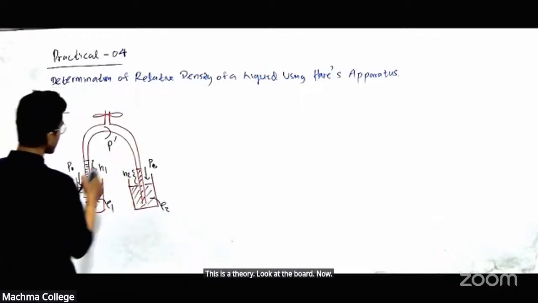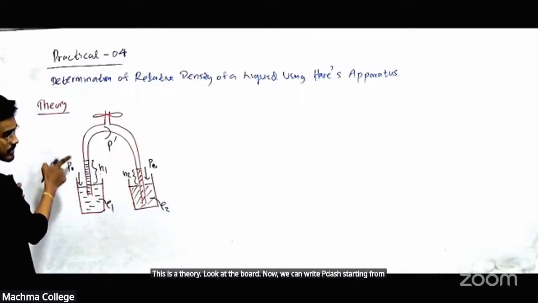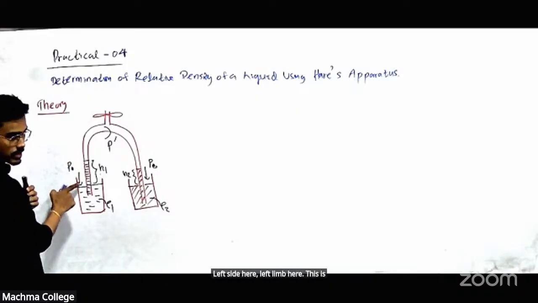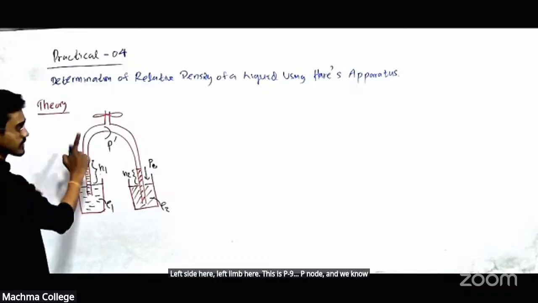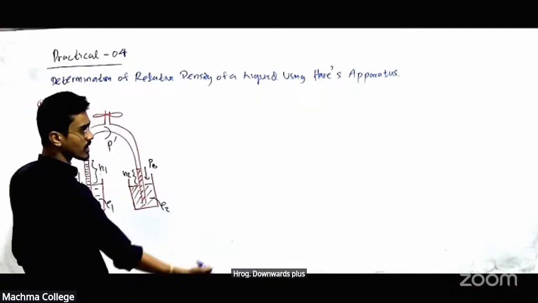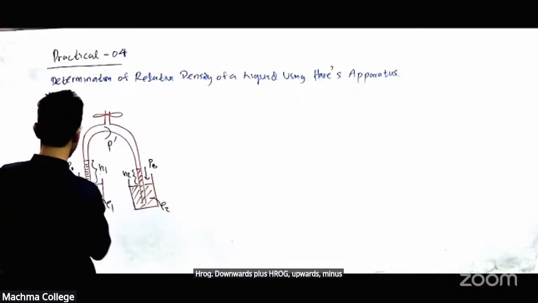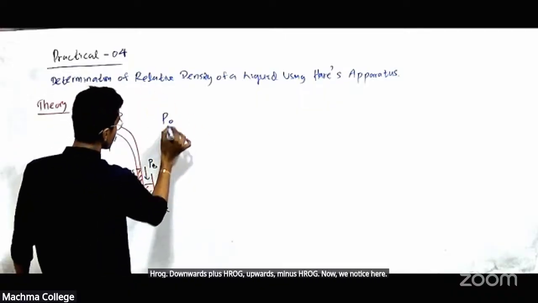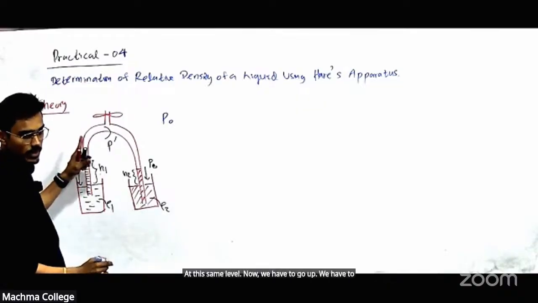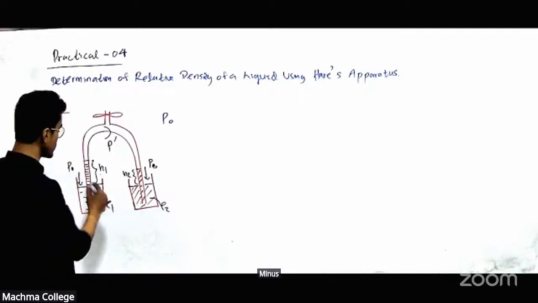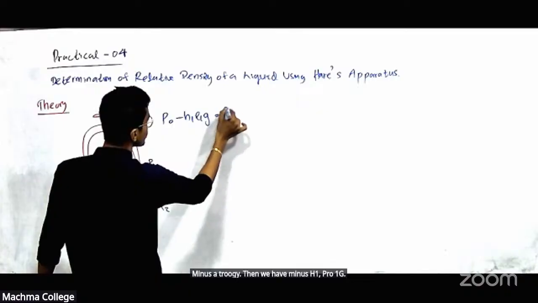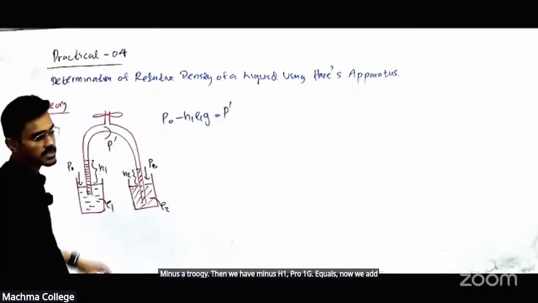Now we can write P dash starting from the left limb here. This is P naught. And we know pressure difference through a liquid column is given by H rho g: downwards plus H rho g, upwards minus H rho g. Now P naught is here at this same level. Now we have to go up. Going upwards means minus H1 rho 1 g equals, now we are at this level, which means P dash.